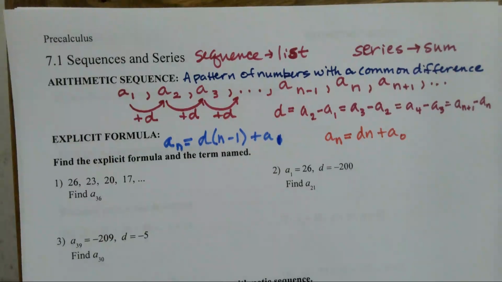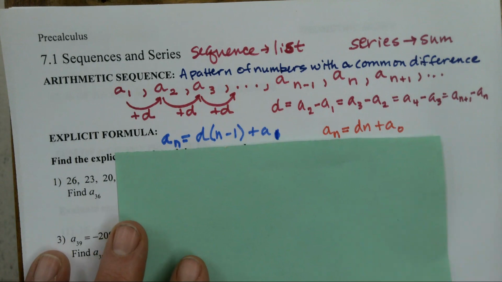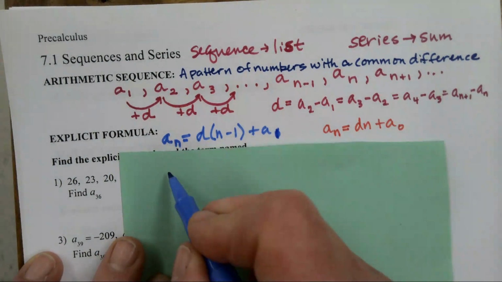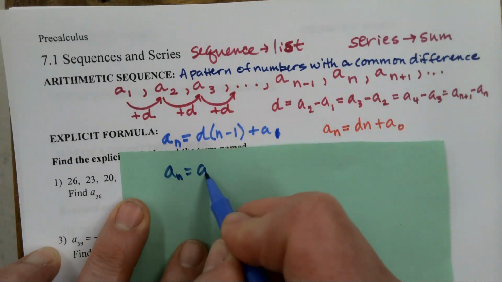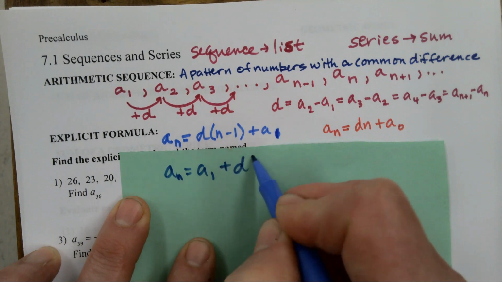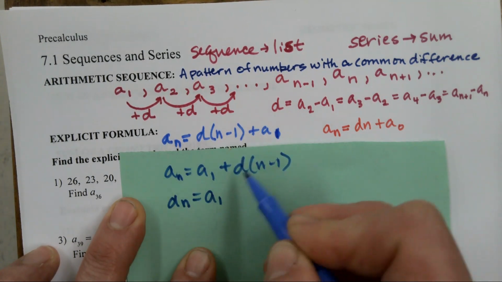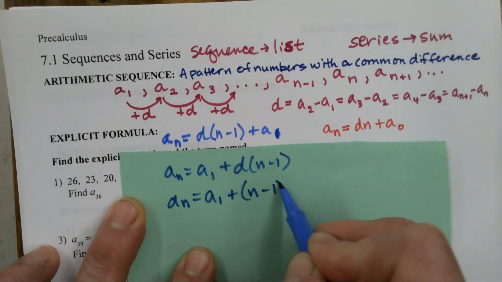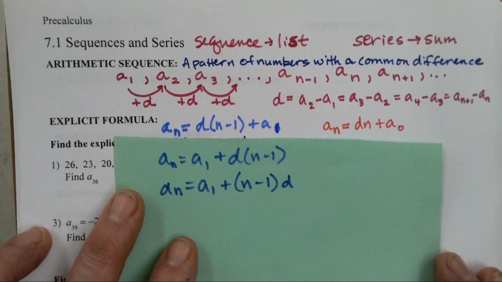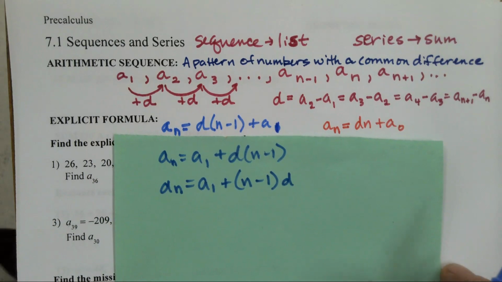But just know that this first one could be written as a sub n equals a sub 1 plus d times n minus 1, or it can be written as a sub n equals a sub 1 plus n minus 1 times d. Those are all variations of the exact same thing.